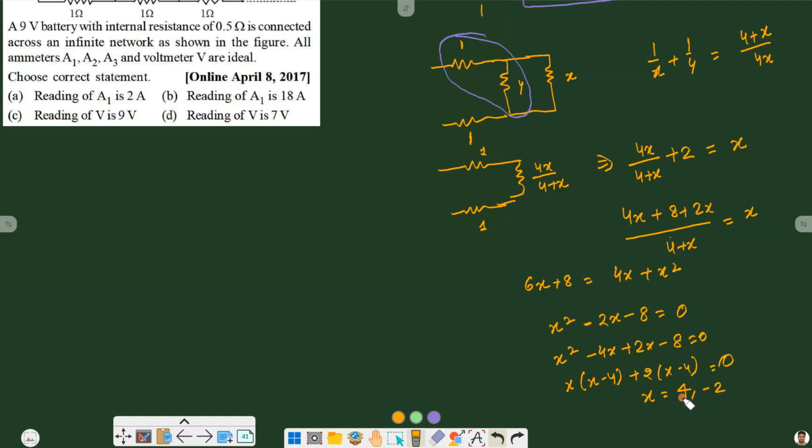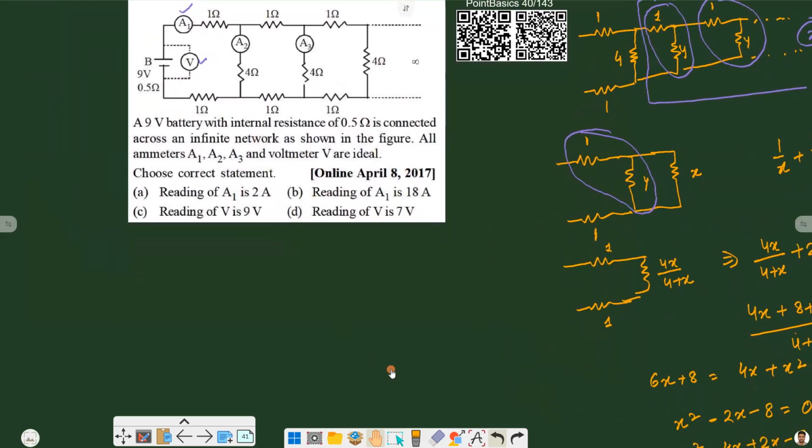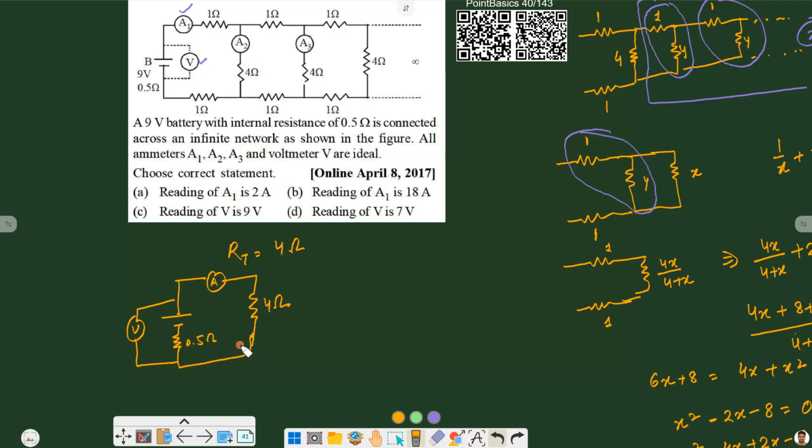So the total resistance of the infinite repeating part is 4 ohms, not including the internal resistance. So the circuit will now be represented something like this: we have a battery here with internal resistance of 0.5 ohm. We have an emitter here. We have a 4 ohm resistance here, and we have a potentiometer here. So the whole circuit will look something like this.